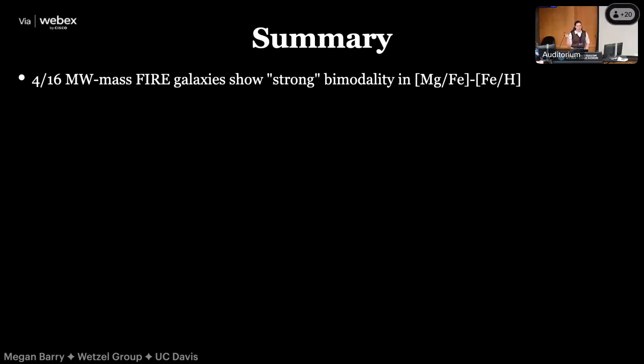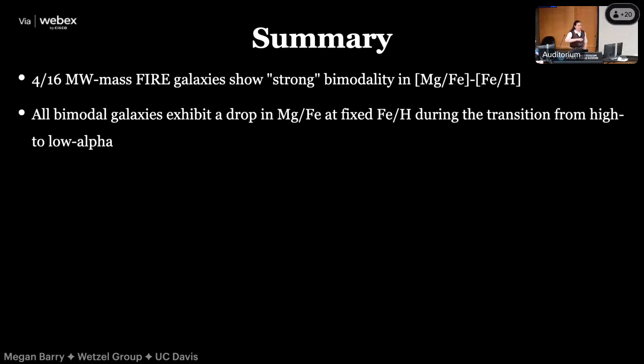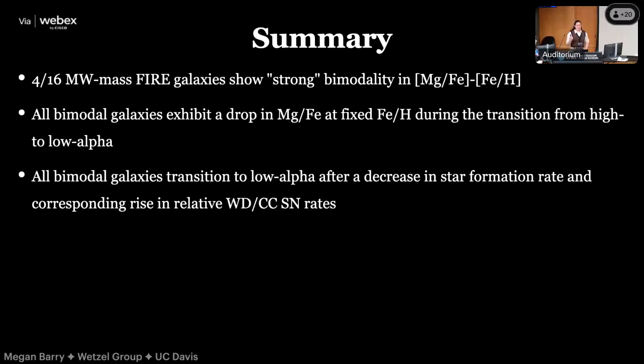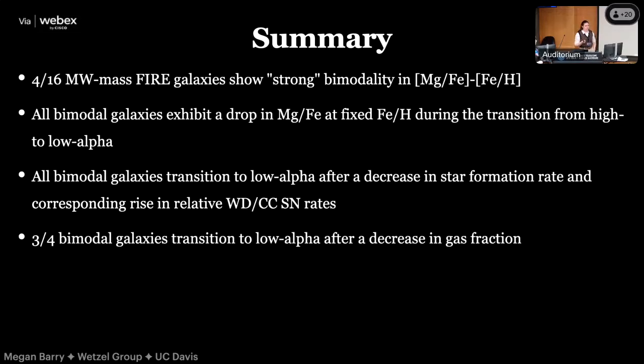Okay, I think I am getting close to my time, so I will summarize. In summary, I found that 4 out of the 16 FIRE galaxies, initial conditions, whatever you want to say, show these strong bimodalities. When it comes to transitioning from high to low alpha, they follow the expected track at first, and then switch to this spread out drop down feature. They don't reset and go back down. They all drop in alpha after a permanent drop in the star formation rate.